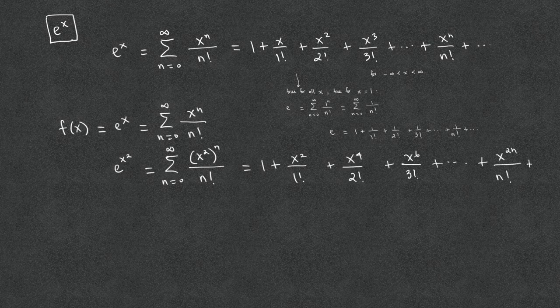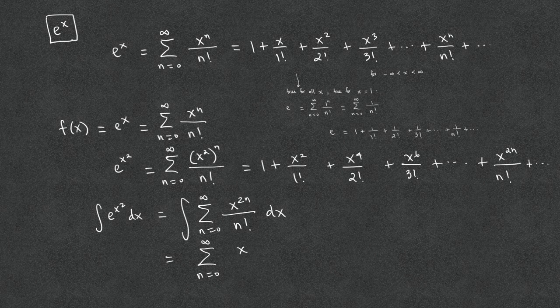And so the antiderivative, or the integral, of e^(x squared) dx is the integral of the series x^(2n) over n factorial. Using the power rule, the antiderivative of x^(2n) is x^(2n+1) over 2n+1. N factorial is still in the denominator. We can integrate term by term to get the same series.